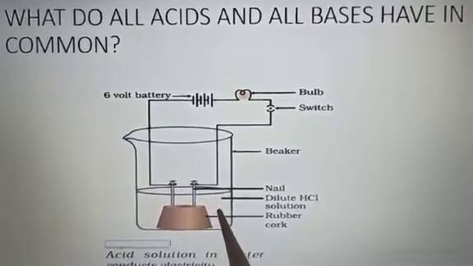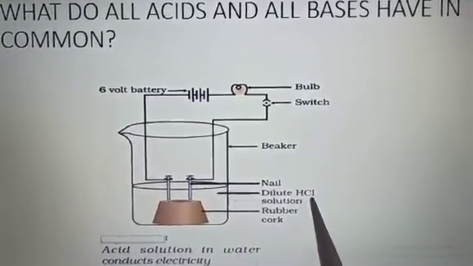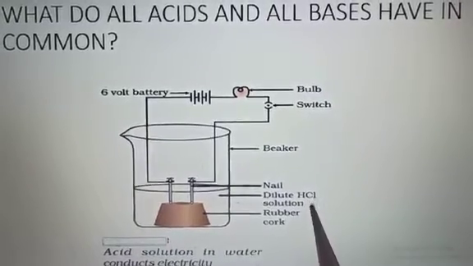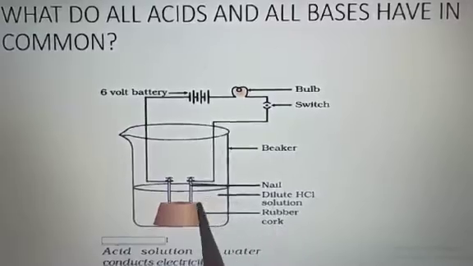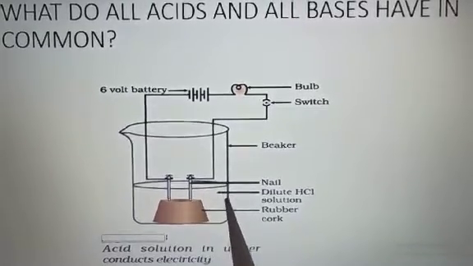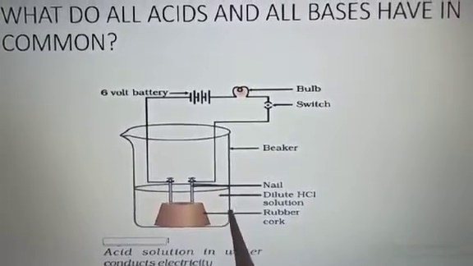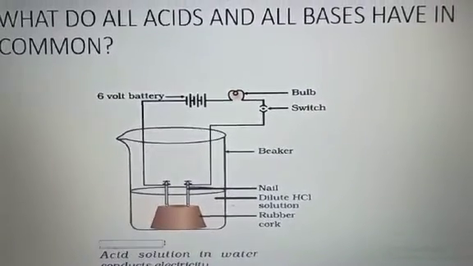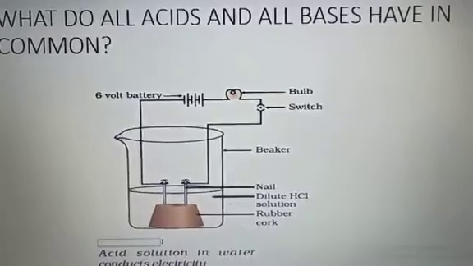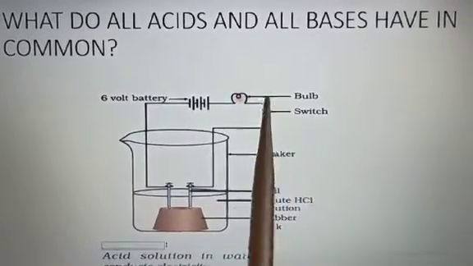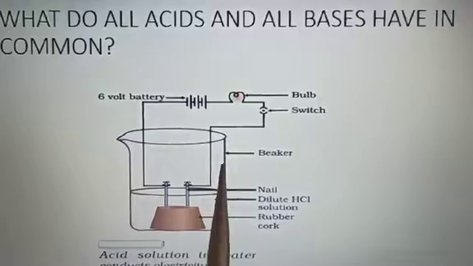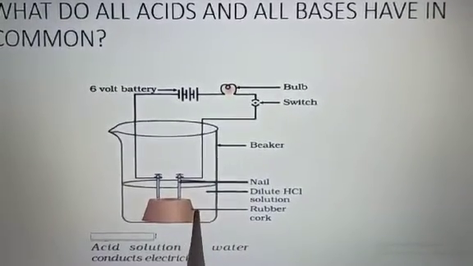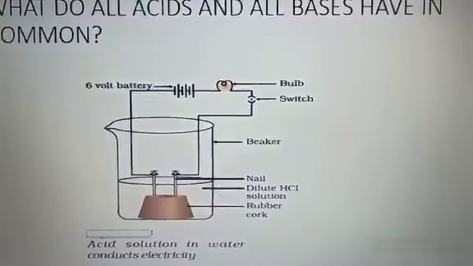The same will happen if you are taking H2SO4 instead of HCl. In that case, H+ ions and SO4 2- sulfate ions will be formed. But because again it is dissociated into ions, the electricity will conduct here and the bulb will glow. Understand it: whenever any substance dissociates in water, it can conduct electricity.